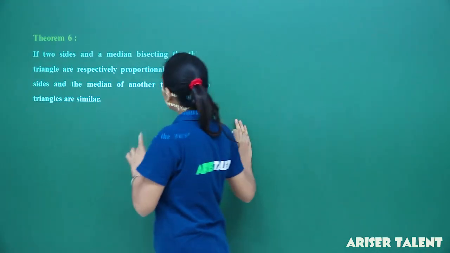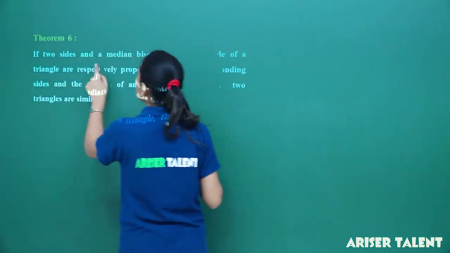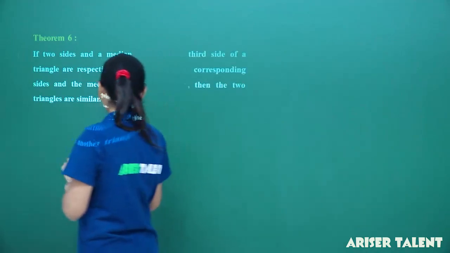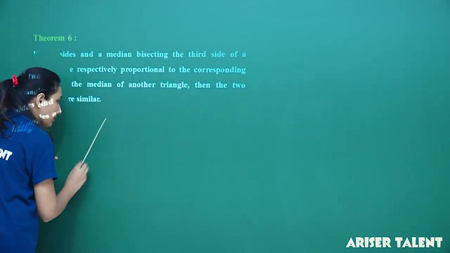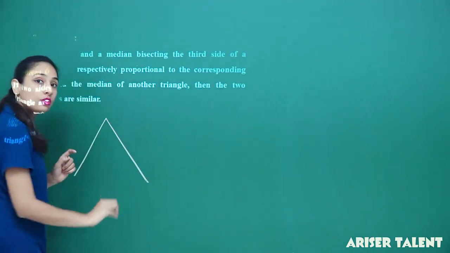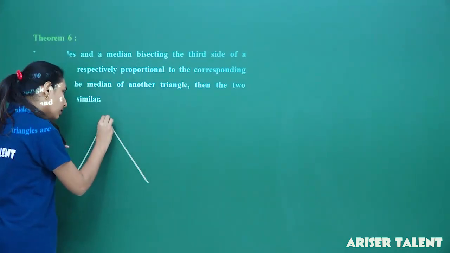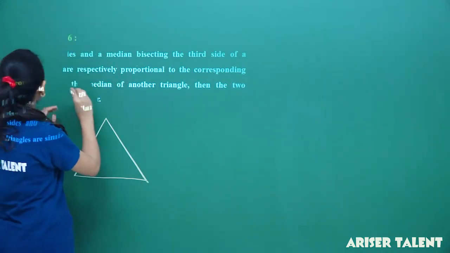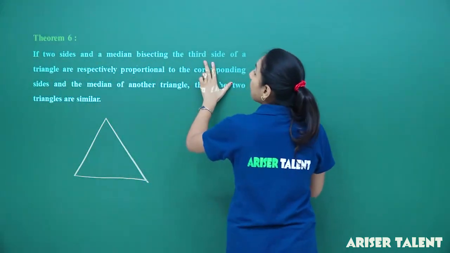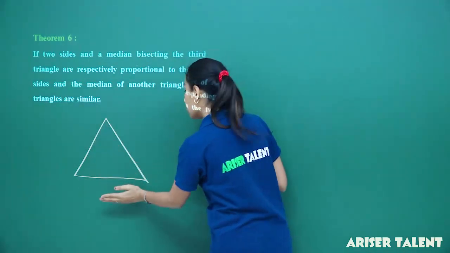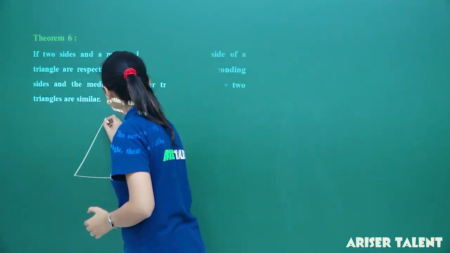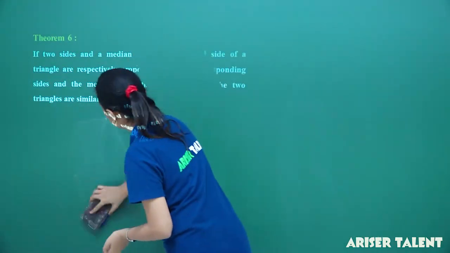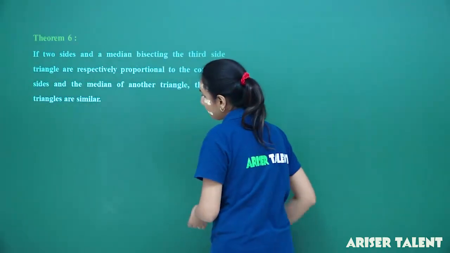To understand what we have to prove, we have to draw a diagram of this, so we can understand it in a better way. If two sides and a median bisecting the third side of a triangle, if two sides, these are the two sides and a median. Now, the third side will be this median bisecting the third side of the triangle. So, this is the third side of the triangle. Now, bisecting it, it will be like this, or let me draw it again.